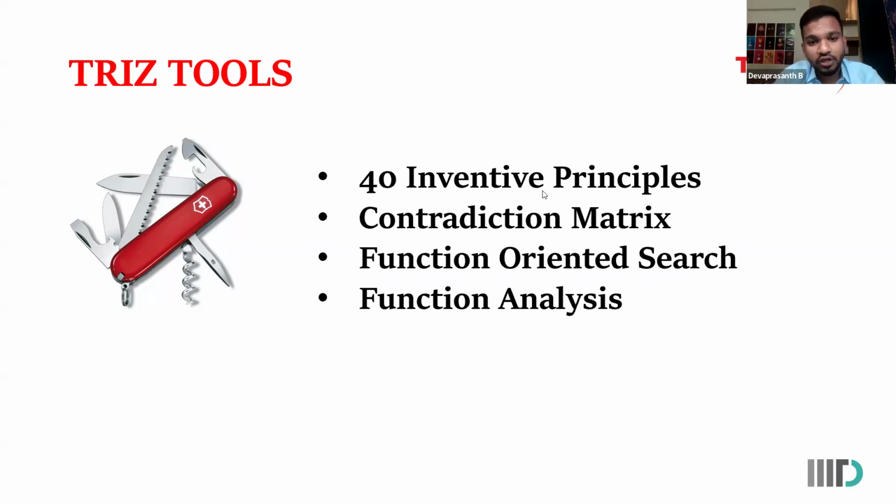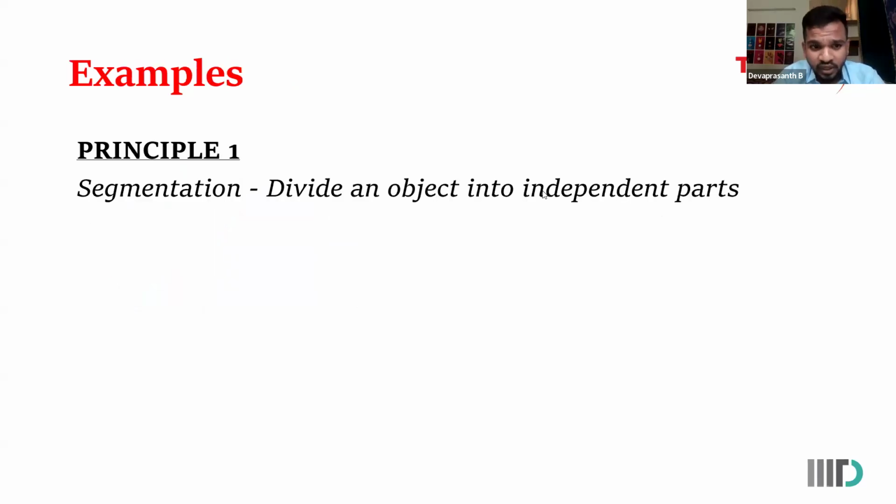So let me give some examples. For example, let us take the 40 inventive principles. Basically, it has 40 inventive principles, which say how you can find a solution to an existing problem. For example, this is principle one. It's called segmentation. By seeing the name, you can easily say it's to divide an object into independent parts. If I give an example, you will think, okay, this is what it is.